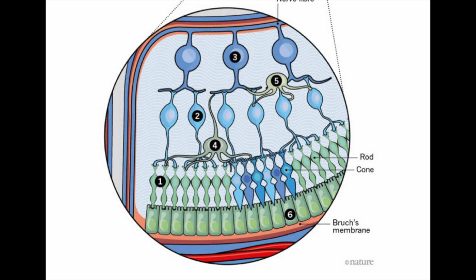Number 5 is an amacrine cell. It reaches across several bipolar cells to regulate signals directed to retinal ganglion cells. So far, around 30 subtypes have been identified. The last layer of cells is composed of the retinal ganglion cells, labeled number 3. Those cells relay signals from bipolar and amacrine cells to the brain through long projections called axons that merge together to form the optic nerve.